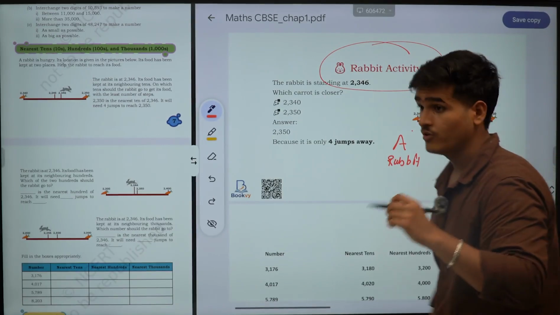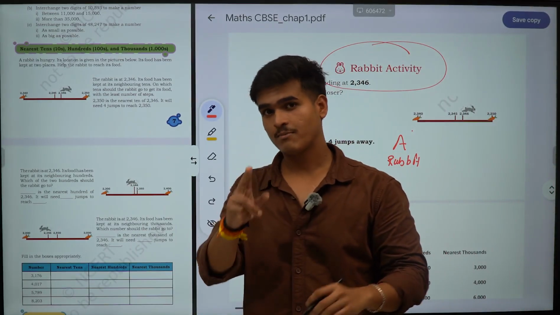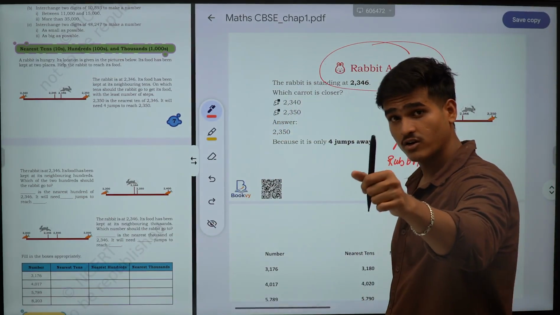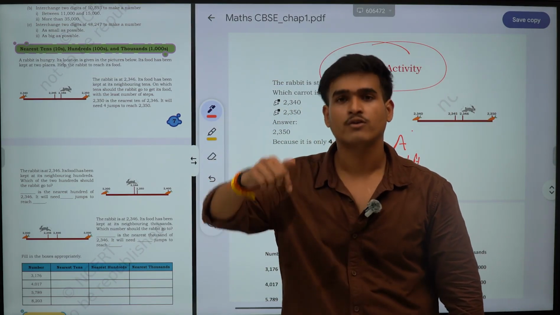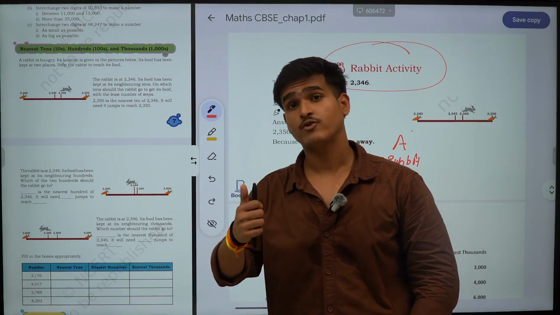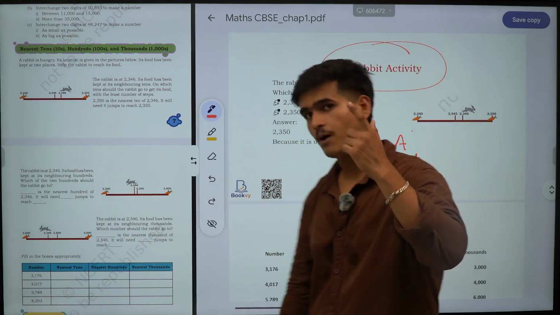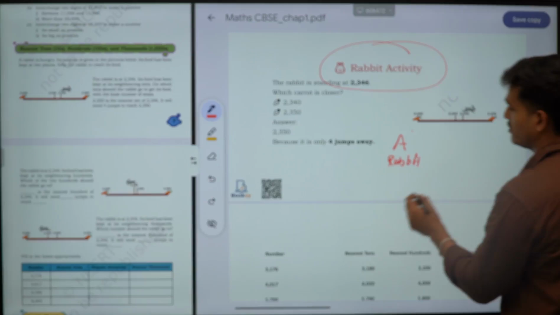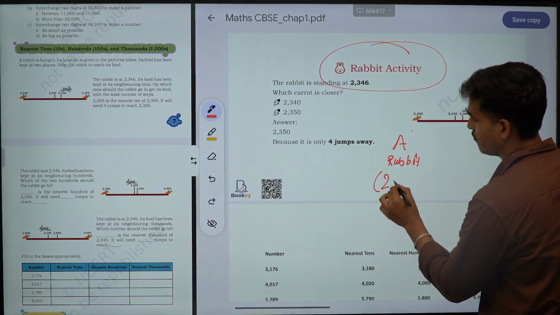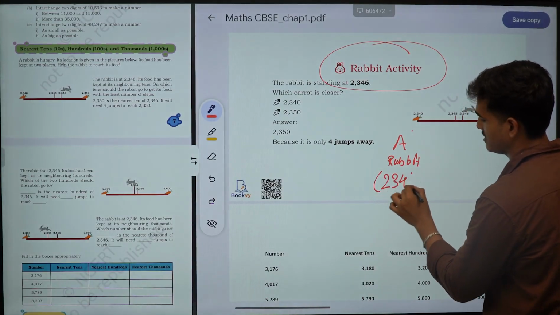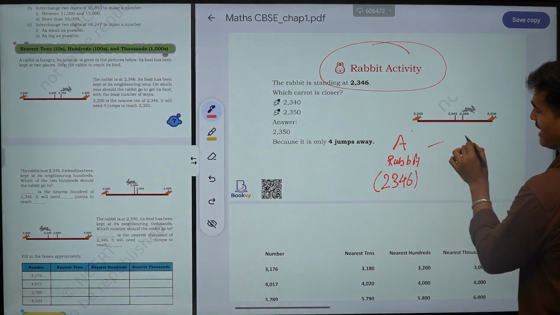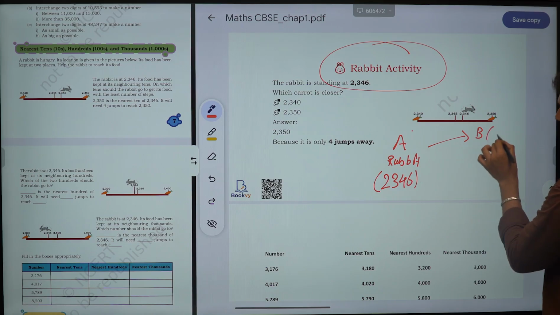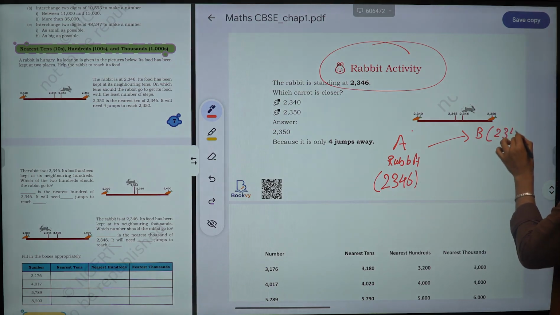I have taught you that golden rule. You will always remember that golden rule. What does the golden rule say? If the number is below 5, you have to go down. If the number is above 5, you have to go up. Always up. Okay. So, now the rabbit is at the place 2346. And there is a carrot. What does the carrot show? One carrot at point B is placed at 2340.